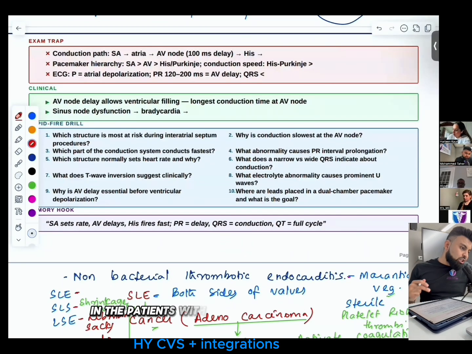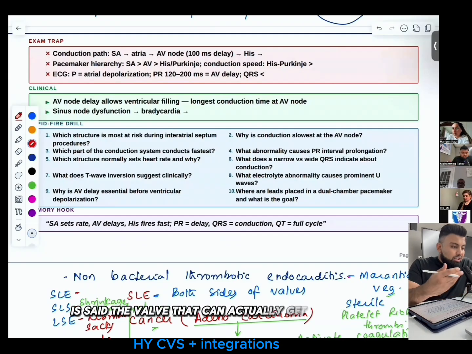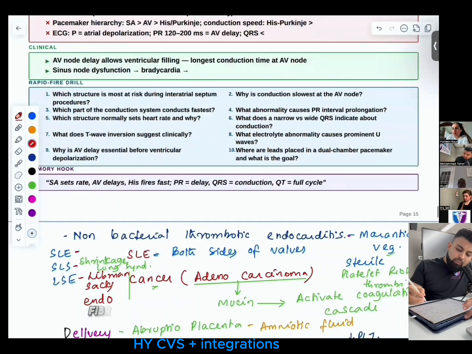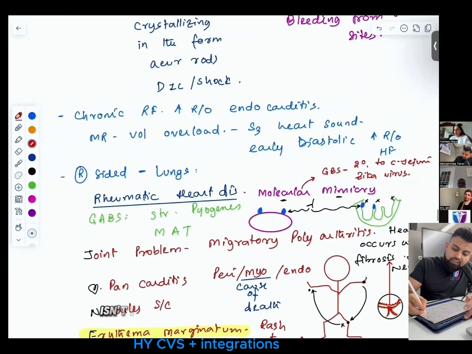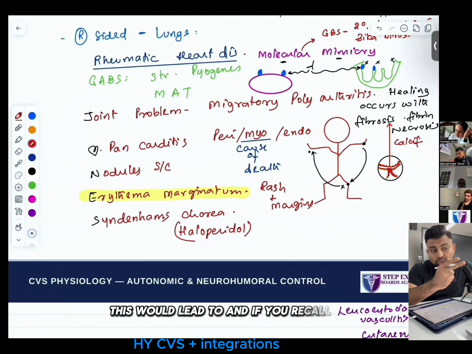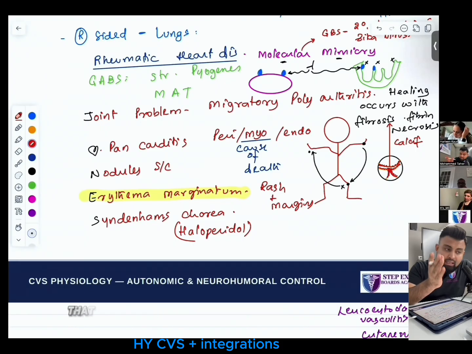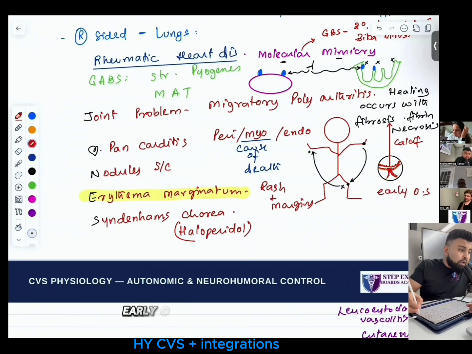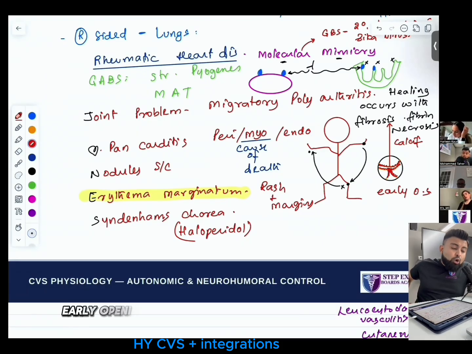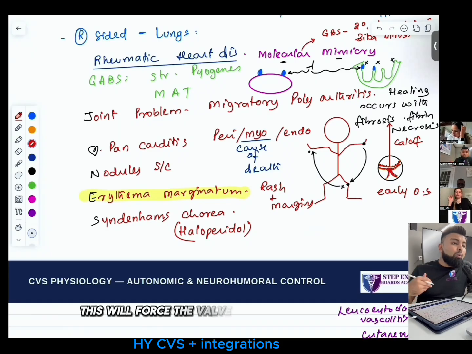Now, in a patient with rheumatic heart disease, the valve can get narrowed, with calcification of the mitral valve. Remember, healing occurs with fibrosis and calcification. So fibrinoid necrosis, fibrosis, and calcification. When there is calcification of the mitral valve, this would lead to stenosis. And if you recall the presentation, I told you that whenever there is more severe mitral stenosis, the valve will open early. So remember this integration: there is an early opening snap, because of the higher pressure, which forces the valve to open earlier.